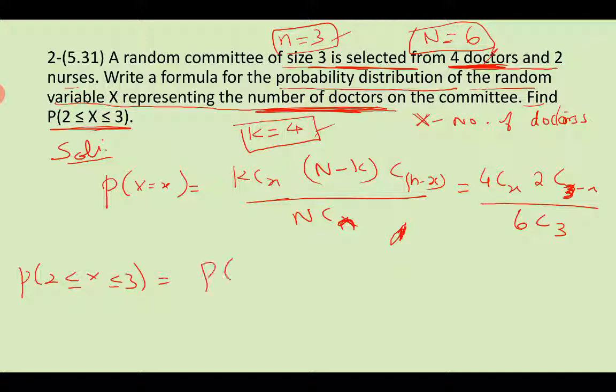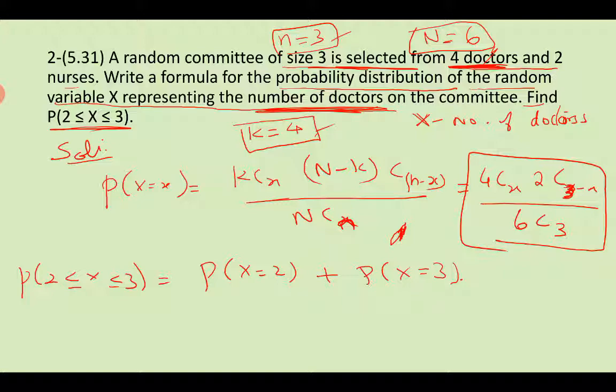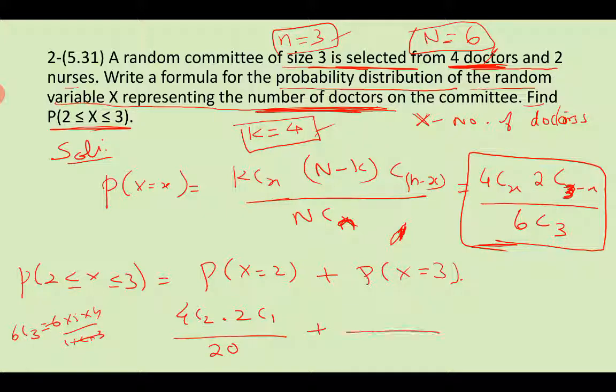equal to 3. 2 and 3, we have to add probability of x is equal to 2 plus probability of x is equal to 3. In this equation, substitute x equal to 2. What do you get? First term 4c2 into 2c1 divided by 6c3. What is 6c3? 6c3 is equal to 6 into 5 into 4 over 1 into 2 into 3, 20. 20 in the denominator. Plus again 6c3, 20.